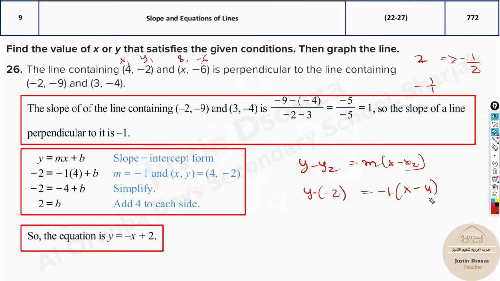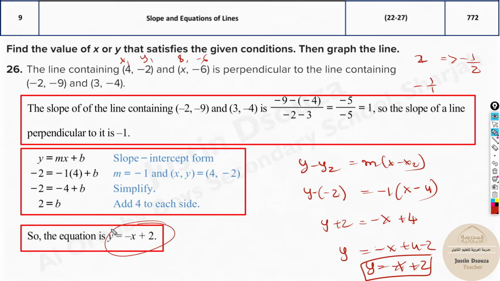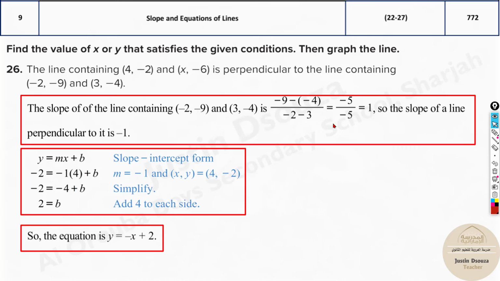x minus 4. Now simplify this. y plus 2 equals minus x plus 4. Take this 2 to the other side, it becomes minus x plus 4 minus 2. y equals negative x plus 2. This is the answer. But remember, this is just to find the equation. We had to find x. They have clearly told find the value of x. So whatever I just did a while ago, the x value was 8. That is the actual method for solving this.